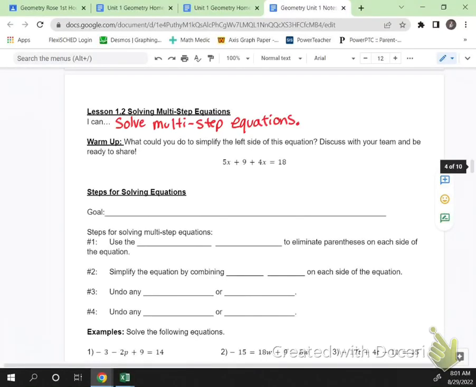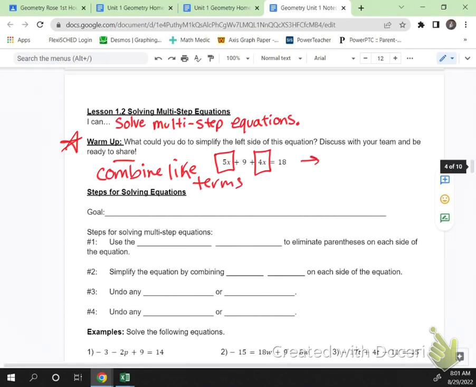Today I can solve multi-step equations. You've had a minute to discuss the warm-up with your partner. Can anyone share what we should simplify on the left side first? You got it? 5x, 4x, like terms. 5x and 4x are like terms, so we're going to combine like terms as our first step.